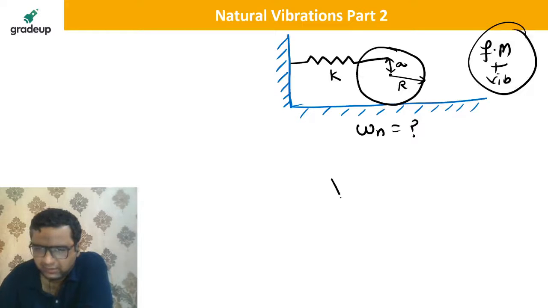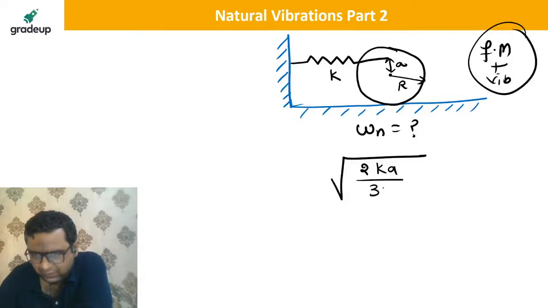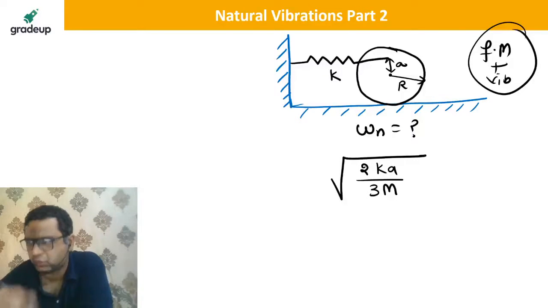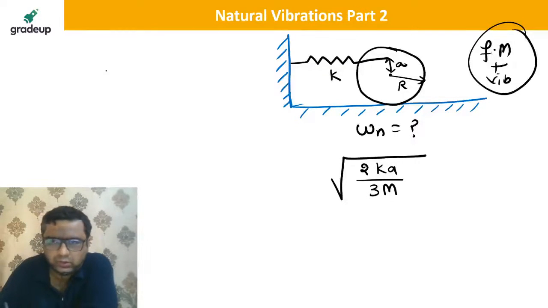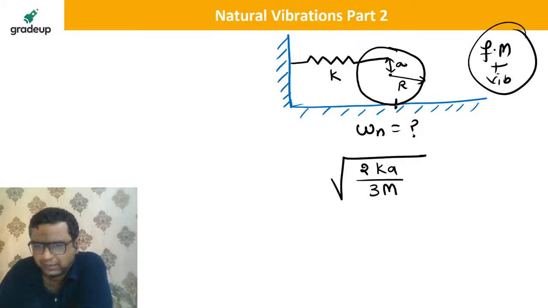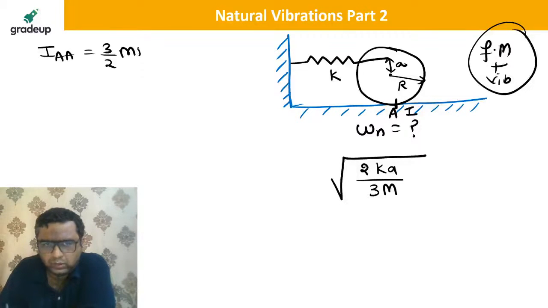So Vicky has given the answer root 2 Ka by 3m. This is the answer given by Vicky. Arnab, Nishant, I am waiting for your answers too. So you know that once again it can be assumed to be pure rotation about I center, which is point A. Once again IA is going to be 3 by 2 mr square.